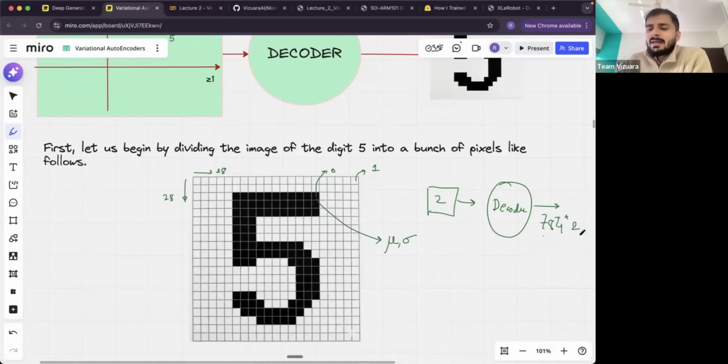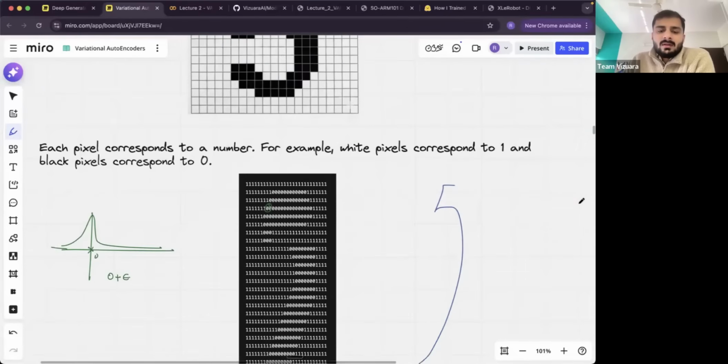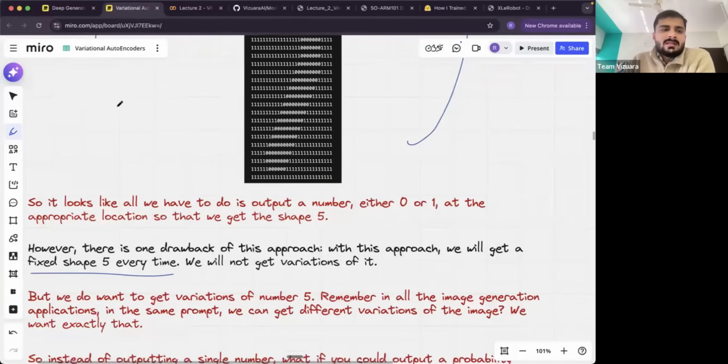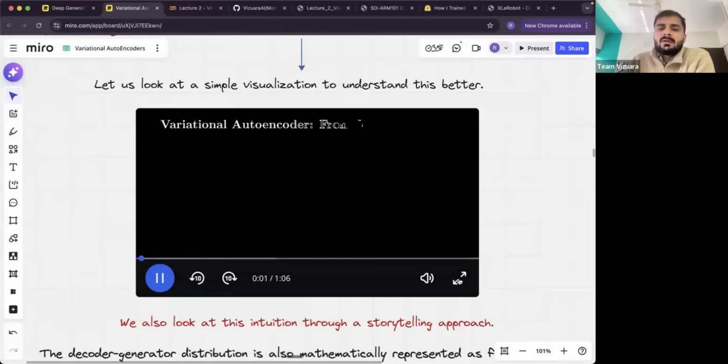This is not the default practice. Sometimes you have 784 values also, but this also might happen if you take a probabilistic route to the output. So we will look at a visualization for this so that you understand what we covered theoretically.